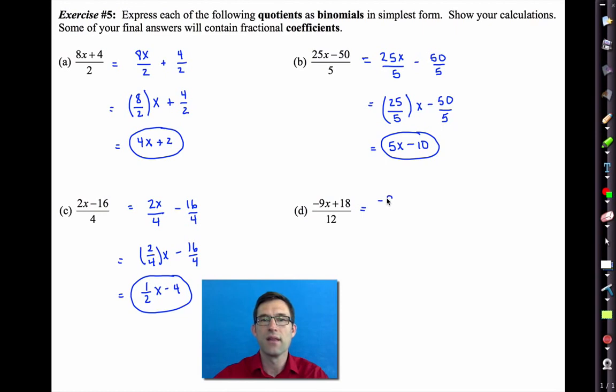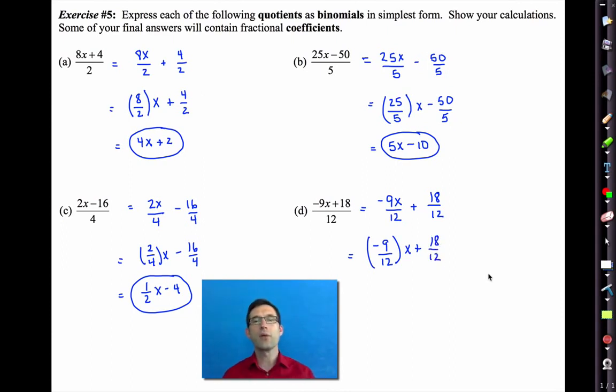All right, let's do this last one. This one's going to get the ugliest. Negative 9x divided by 12 plus 18 divided by 12. Again, negative 9 divided by 12 times x, 18 divided by 12.